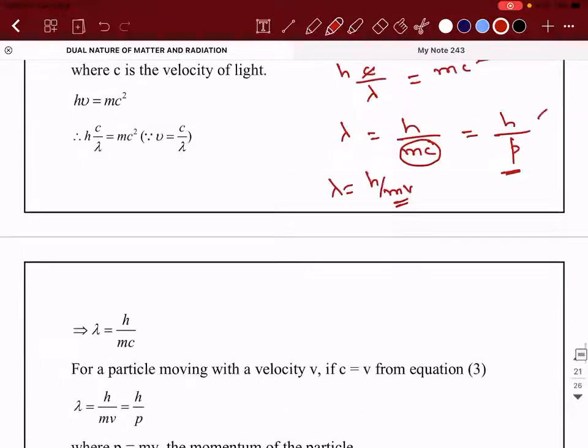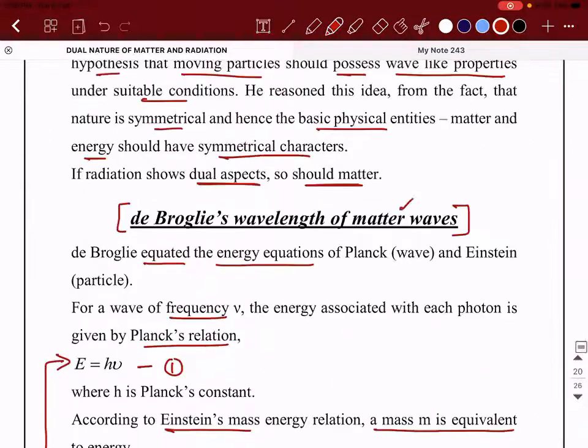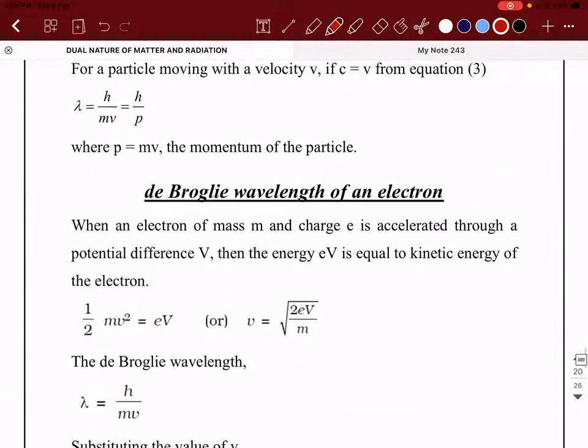Now, this is the de Broglie wavelength of matter waves. It is generally written for any matter. If I have to specifically write it for an electron, then what is going to happen?